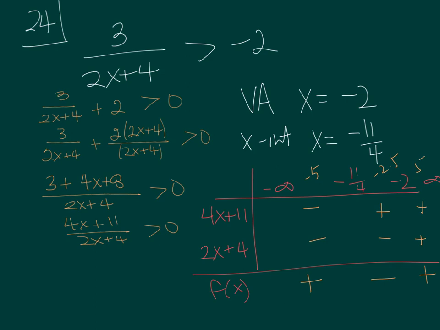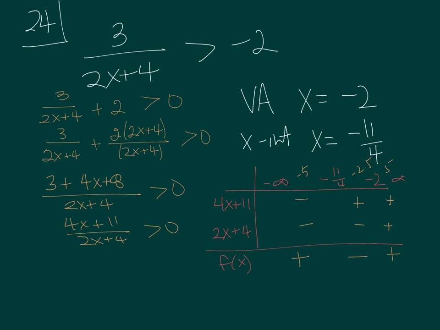We've been asked to decide when it's greater than 0, and the greater than without an equal means that we're going to use round brackets for all parts. So this function is greater than 0 between negative infinity and negative 11 quarters, round brackets, as well as between negative 2 and infinity.